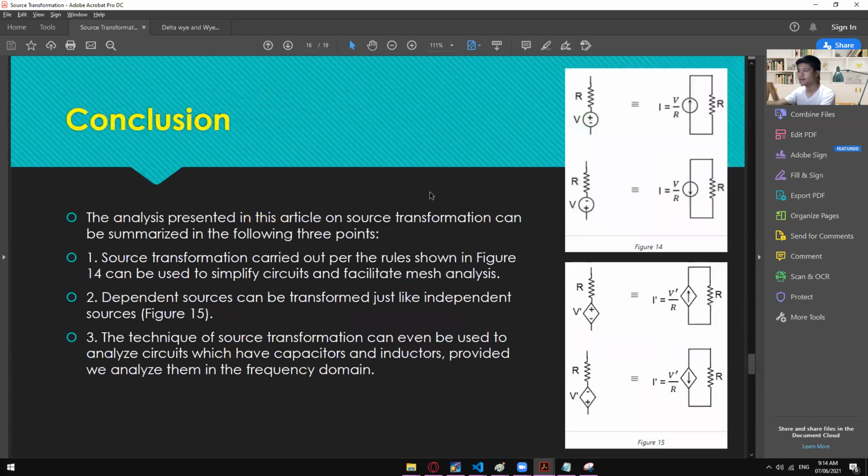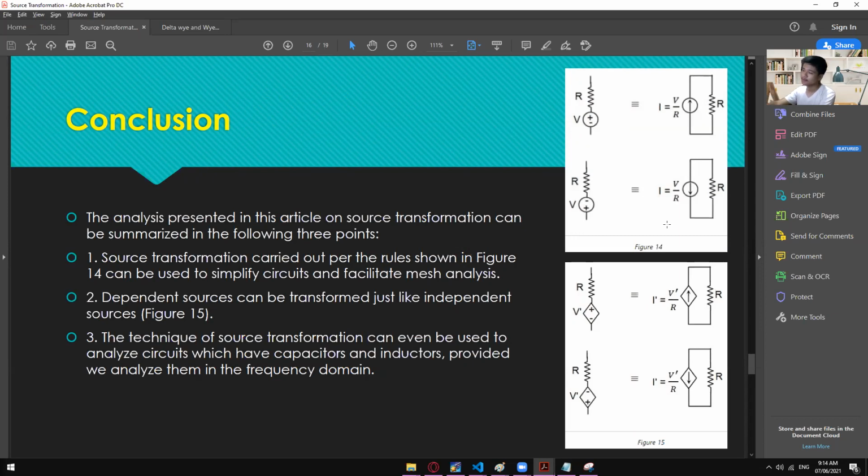And then again, just a conclusion. So if we want to convert a voltage into a current, okay, they must be in series connection, and then the value of your resistance will stay the same. Okay, so series to parallel. So the same with this one, just a different polarity. So we have positive right here going up, and then positive right here going down.